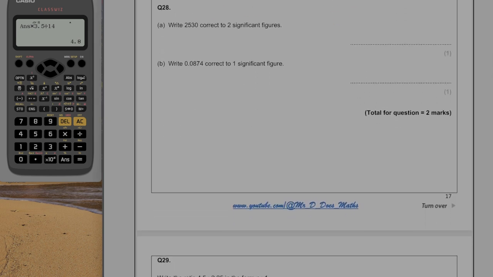Question 28. Write 3,530 correct to 2 significant figures. So that 5 is our second significant figure. So we're looking at 2500. Correct to 1 significant figure. 0 can't be our first significant figure. So that's our first significant figure. The number behind it is bigger than 5, so we would round that up. So we're looking at 0.09.